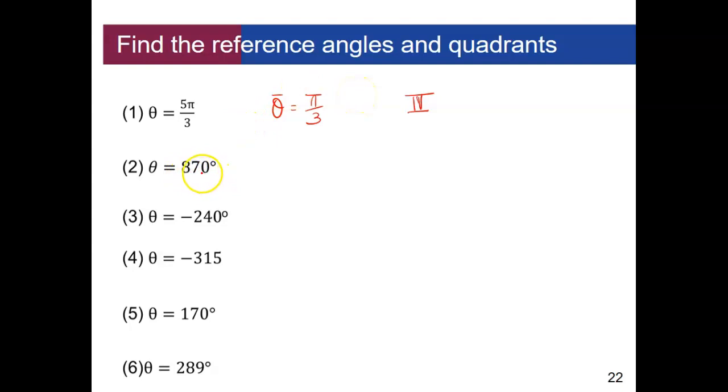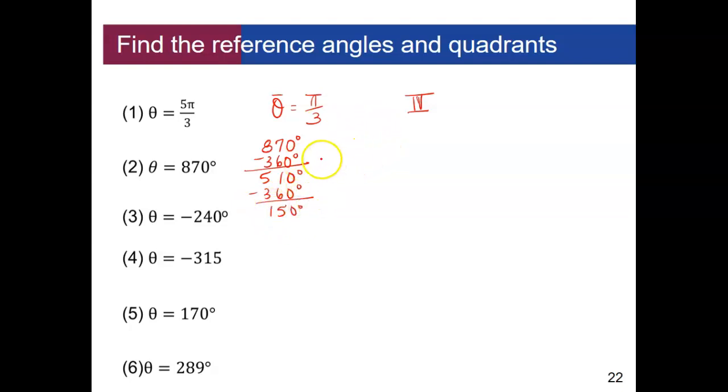Okay, if we look at this next one, 870 is not on the basic unit circle. So what we've got to do is find our coterminal angle that is between 0 and 360. We'll do that by subtracting 360. So that will be 510. If I subtract 360 again, then I'm going to have 150.